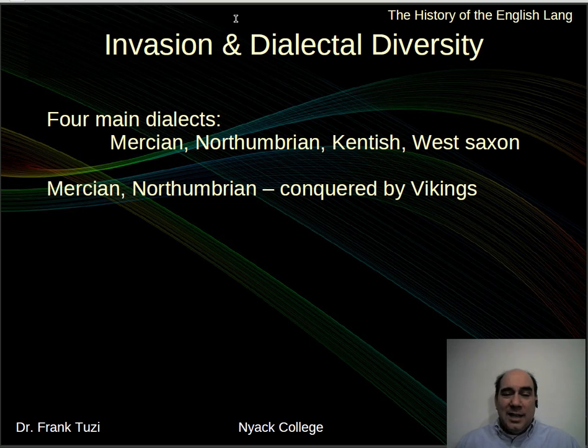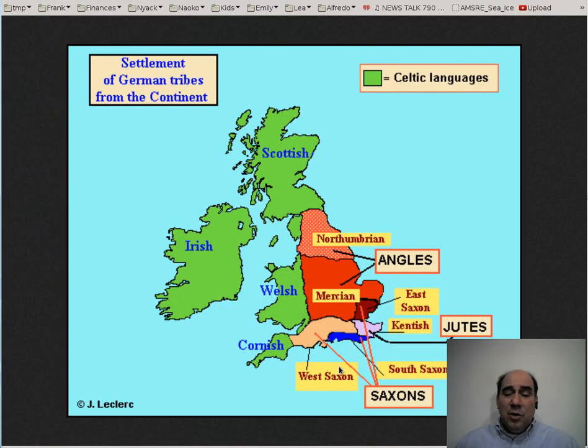When you look at the island, you'll see that there are four main dialects. They're Mercian, Northumbrian, Kentish, and West Saxon. The Mercian and the Northumbrian areas were eventually conquered by Vikings. So if you look at a map like this, you see Mercian here. Here you see Kentish, I'm sorry, East Saxon. Here you see Kentish down here. And this is basically where the quote-unquote main English source is going to be. Now, obviously, there's going to be a lot of influence, but this is the focal point for a lot of English.